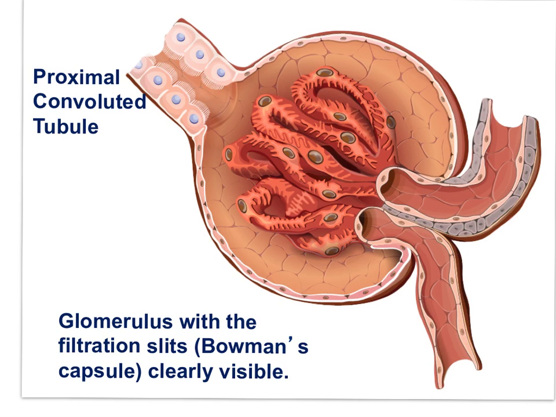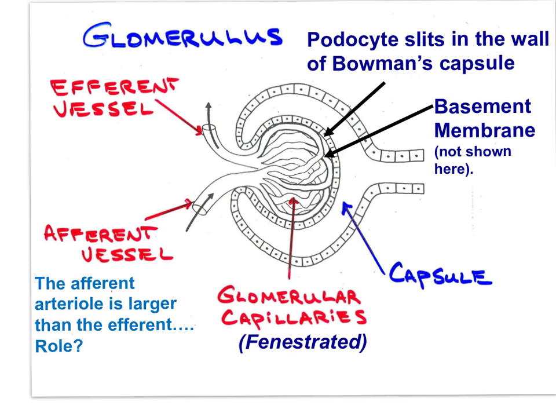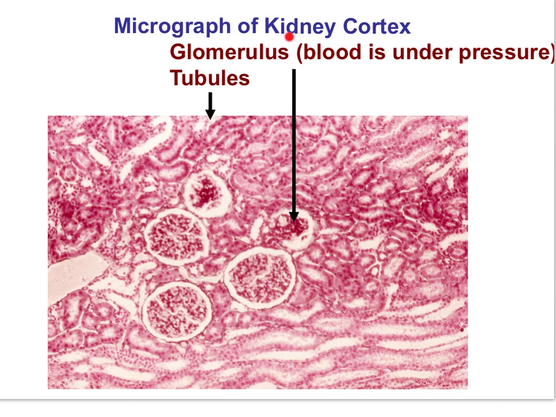But the inner wall of Bowman's capsule, composed of podocytes, is tightly wrapped around the capillaries of the glomerulus, creating slits that serve the role of filtration along with the fenestrations in the glomerular capillaries. One more diagram of the glomerulus. The wider afferent arteriole allows substantial blood to enter the glomerulus, maintaining high blood pressure. Fenestrations in the capillaries, the podocyte slits of the capsule wall, and the basement membrane, a protein fabric, all serve the role of ultrafiltration.